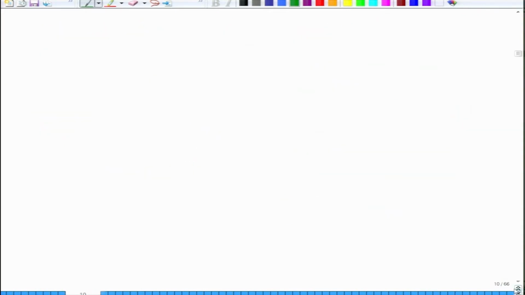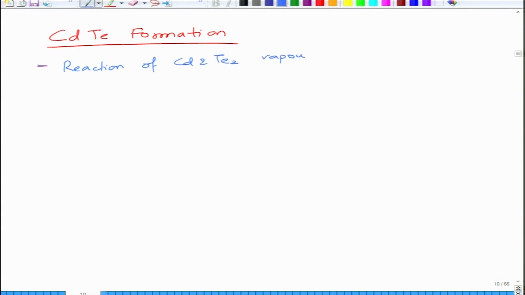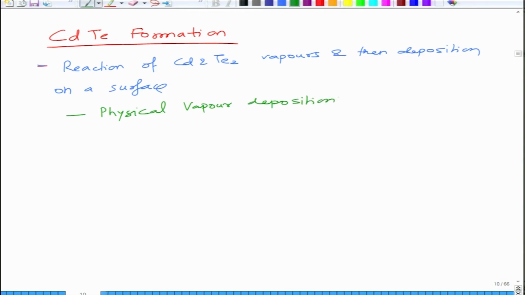Generally, if you look at CdTe formation first, CdTe formation can happen by reaction of Cd and Te2 vapors and then deposition on a surface. This is typically something which happens in physical vapor deposition processes like evaporation, sublimation. You can have sputtering, you can have thermal evaporation, you can have sublimation, etc.